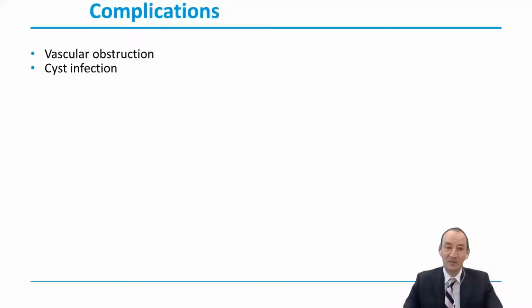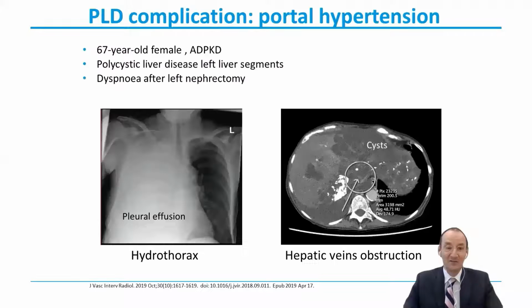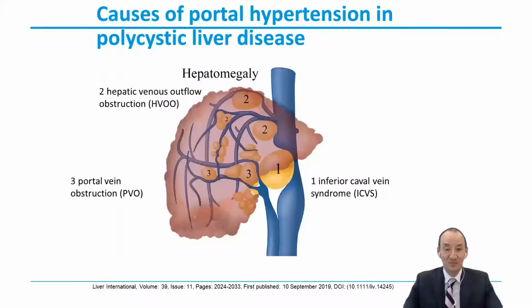I will highlight 2 complications of polycystic liver disease. First of all, vascular obstruction, and then cyst infection. This 67-year-old female with ADPKD came to us because she was left dyspneic after a nephrectomy which was done in this patient. She had pleural effusion, and also upon scanning, we discovered that she had a polycystic liver and that the cyst actually obstructed the hepatic veins. So this patient had a hepatic vein outflow obstruction.